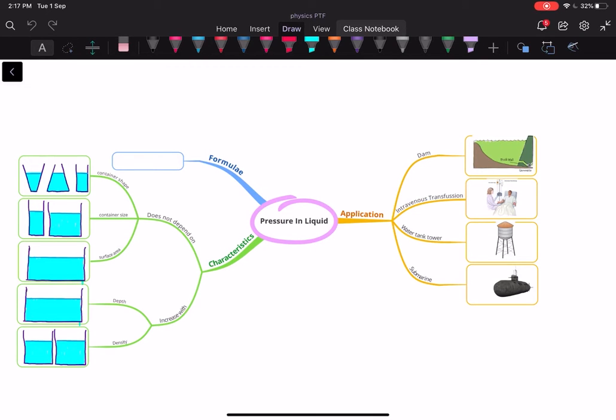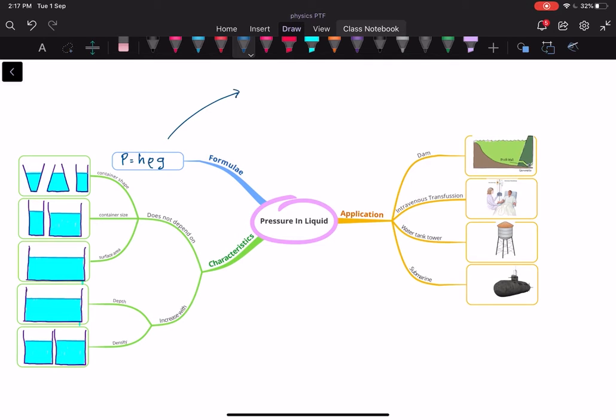Dalam video ini kita akan melihat pula konsep tekanan di dalam cecair, pressure in a liquid. So let's start with the formula that relates to pressure in a liquid here. Formula yang berkaitan dengan pressure in liquid ni sama dengan pressure atau tekanan sama dengan kedalaman darab dengan ketumpatan cecair darab dengan G value dia. Jadi pressure is equals to depth times by the density times by the gravity.